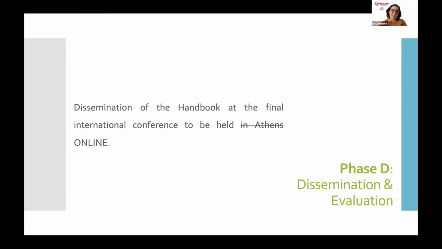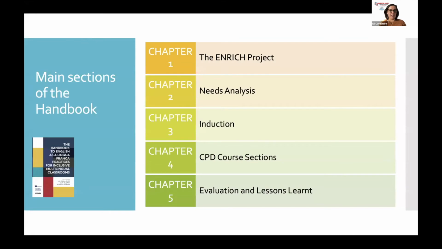So it is with great pleasure that we're here to disseminate all the work that we've done and come to the final product. Taking a look at each of the main sections of the handbook, which is probably what interests most of you anyway, it's divided into 5 main chapters. We have the first chapter, which focuses on the ENRICH project, chapter 2 on the needs analysis, chapter 3 on induction, chapter 4, the CPD course sections, and chapter 5, the evaluation and lessons learned. So I'm going to take a look at each one of these now so you can have a general idea of what they contain.